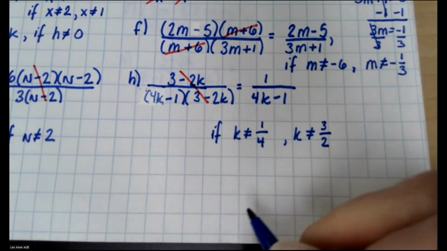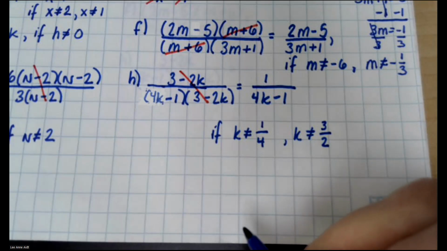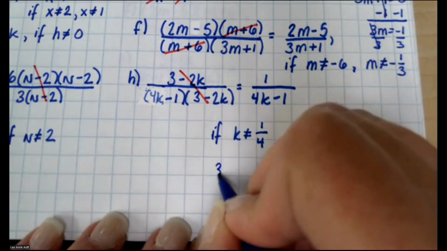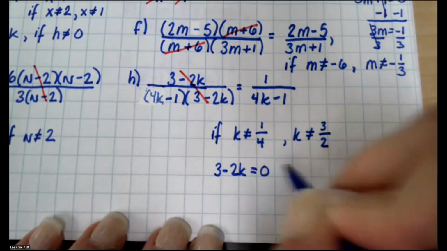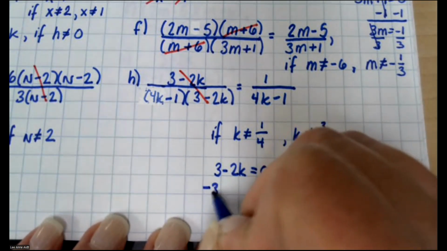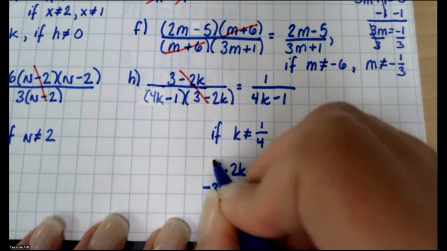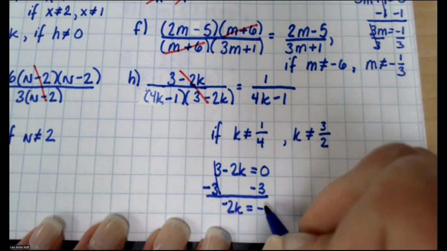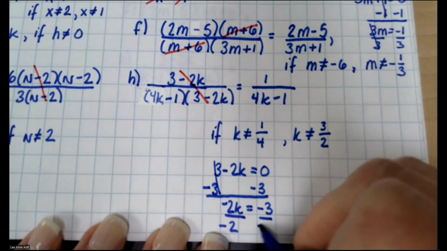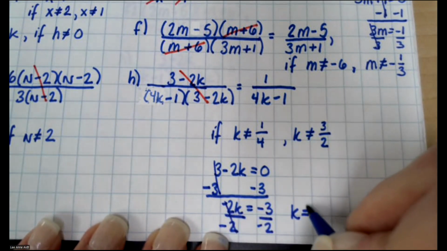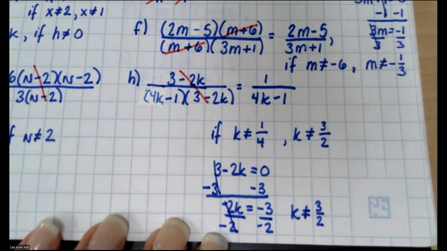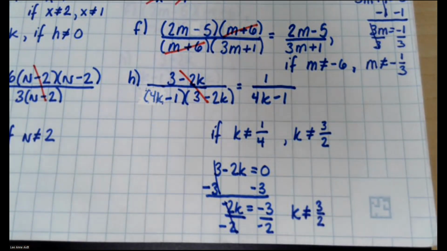Anybody want me to show it? Can I? Yes. Okay. 3 minus 2k equals 0. Minus 3. If you can't do that in your head, no worries. Totally fine. Just throw this little ditty somewhere in your paper. Okay.